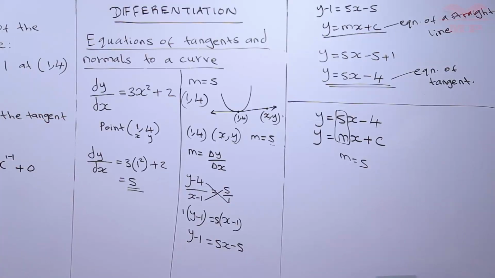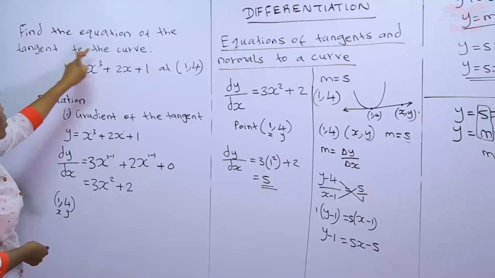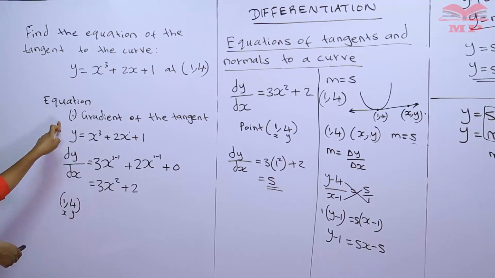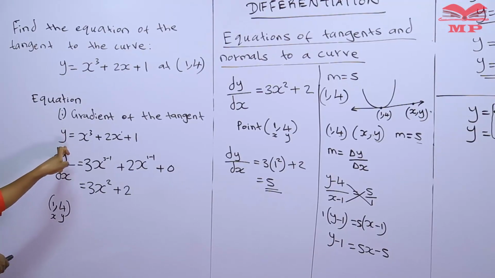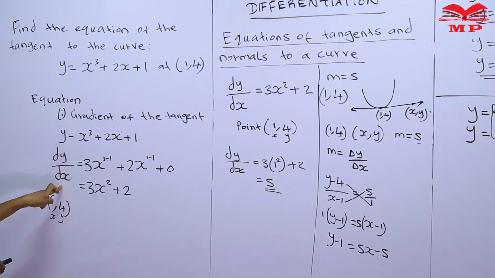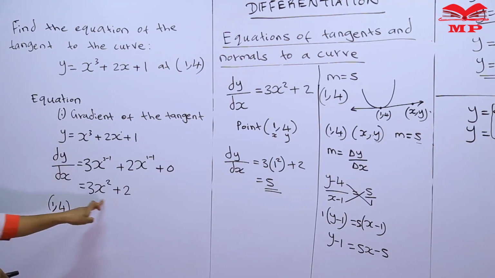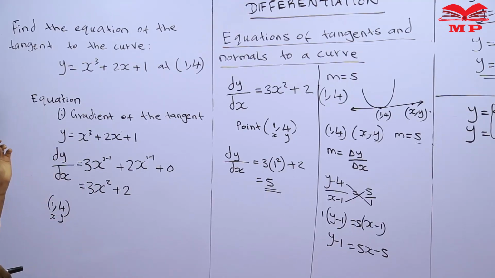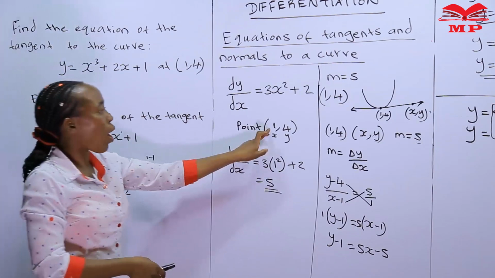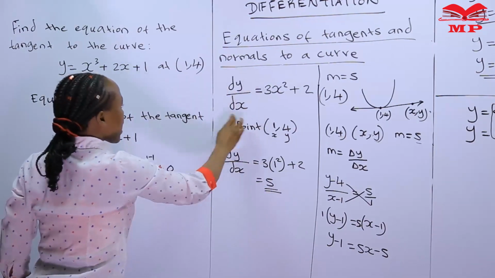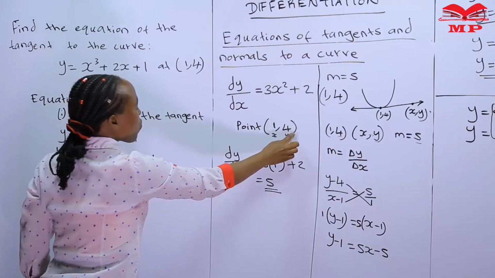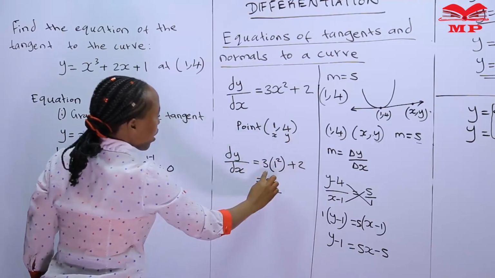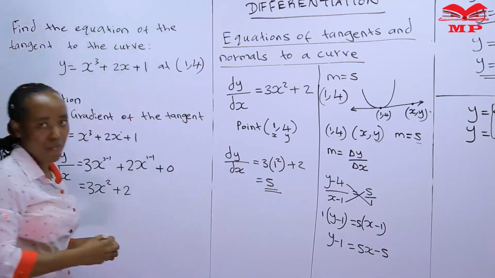So I repeat, whenever you are given such, find the equation of the tangent to the curve at this point, the first thing is to get the gradient function. To get the gradient function, we simply differentiate. Then after getting the gradient function, we require to get the actual gradient at the point 1, 4. For x we have 1, so we substitute x with 1. So we are going to have the gradient as 5.